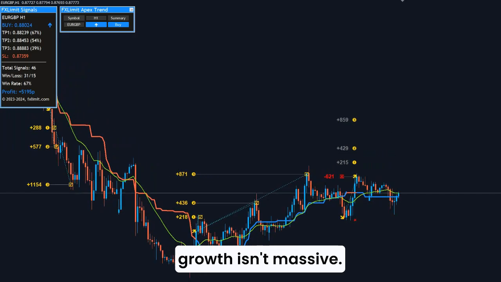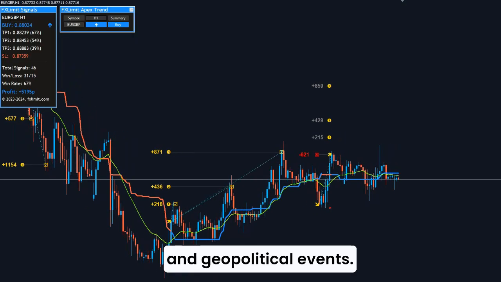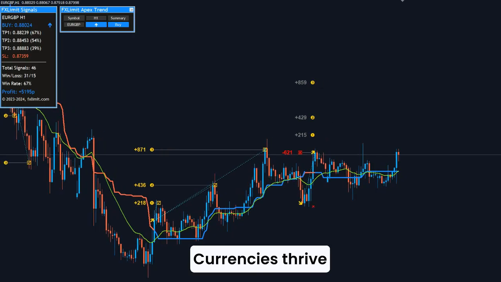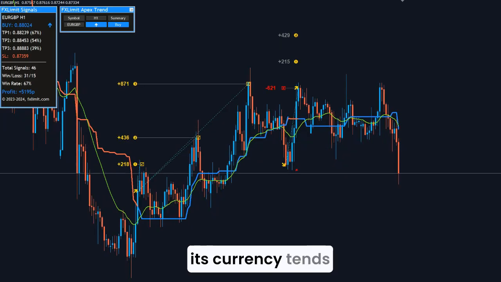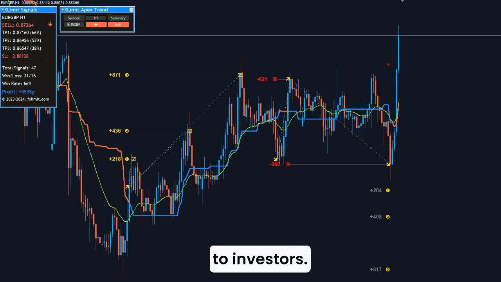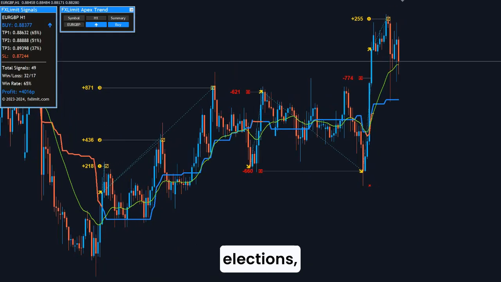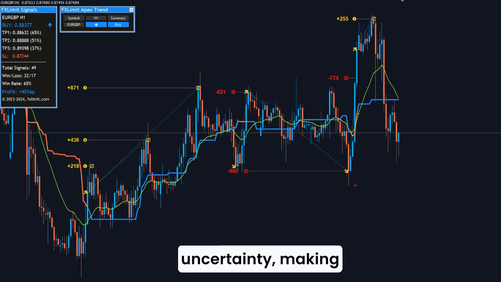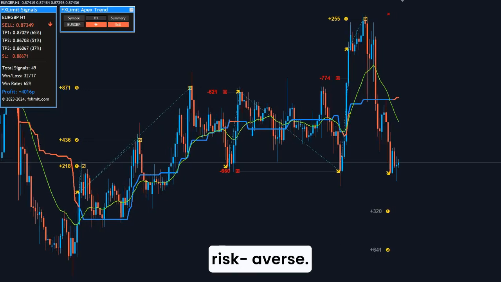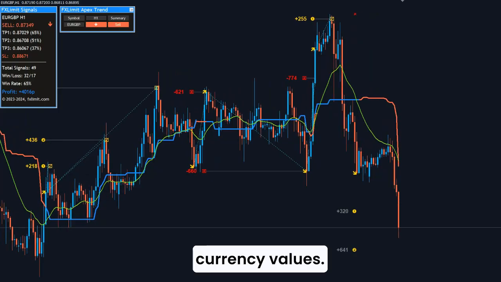Finally, political stability and geopolitical events. Currencies thrive on certainty. When a country is politically stable, its currency tends to be more attractive to investors. On the other hand, political turmoil, elections, or even international tensions can create uncertainty, making traders more risk-averse. This often leads to capital flight and weaker currency values.